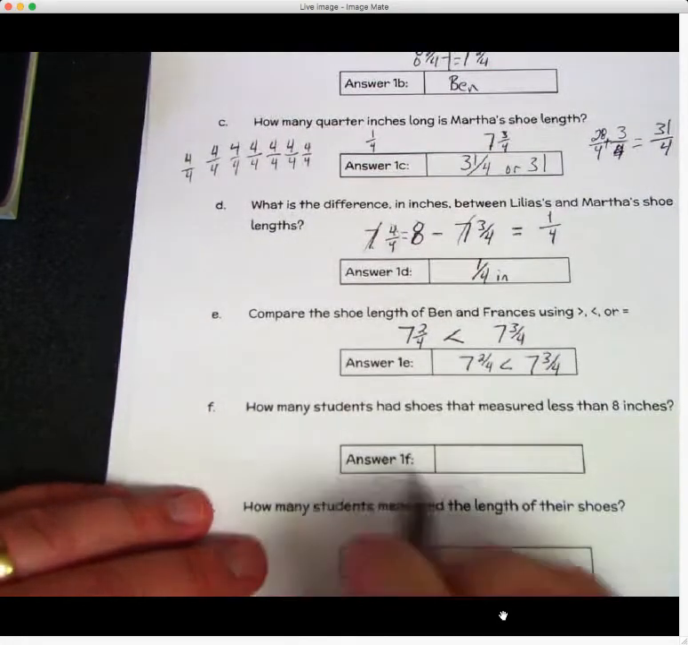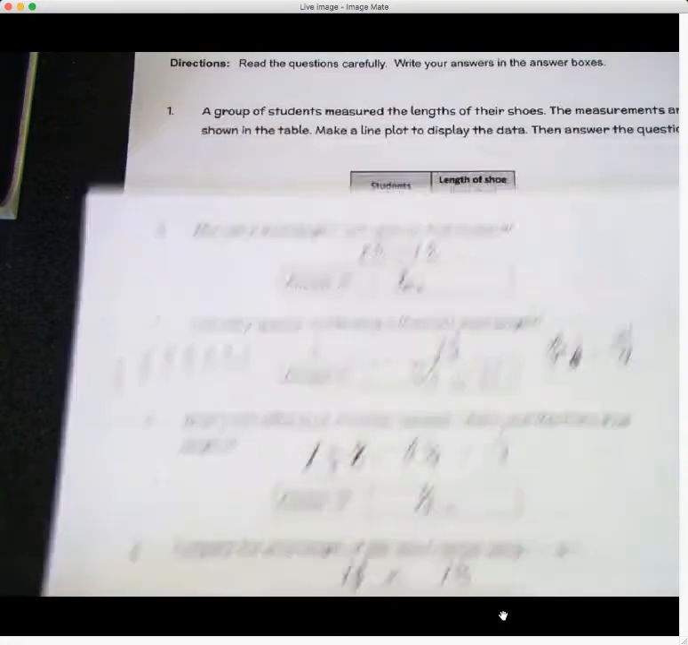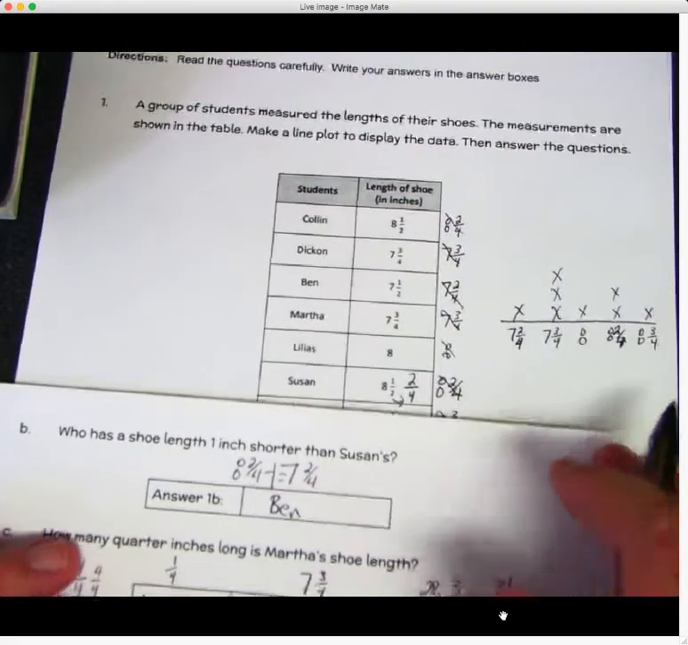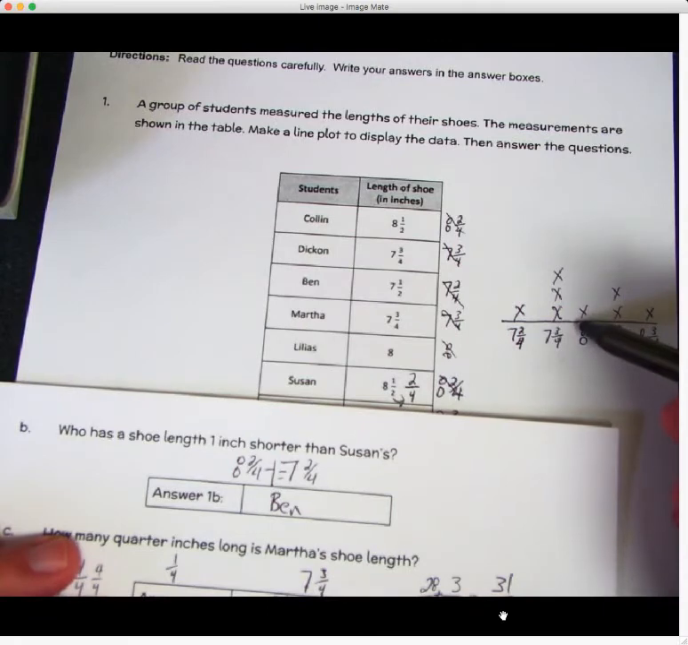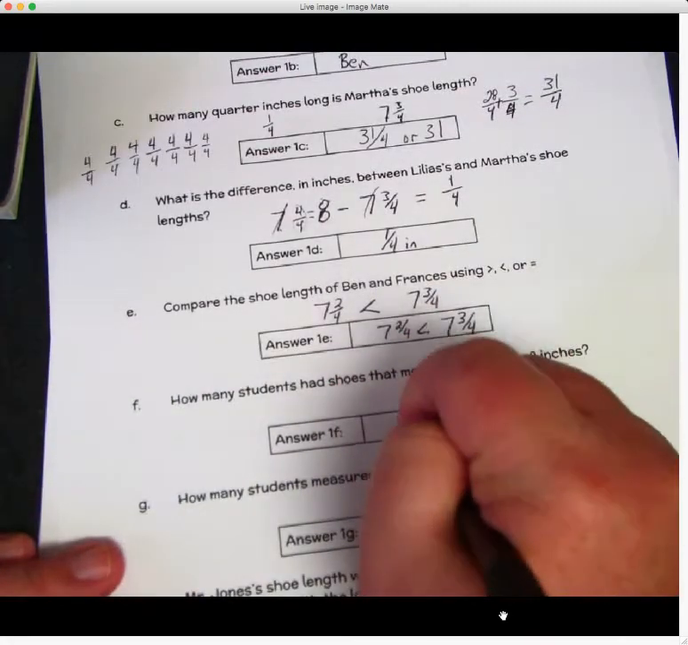How many students had shoes that measured less than 8 inches? Well, let's go to our line plot here and count. Less than 8 inches, not 8 inches, but less than 8 inches. So we have 1, 2, 3, 4 students who had shoe sizes less than 8 inches. There were 4.